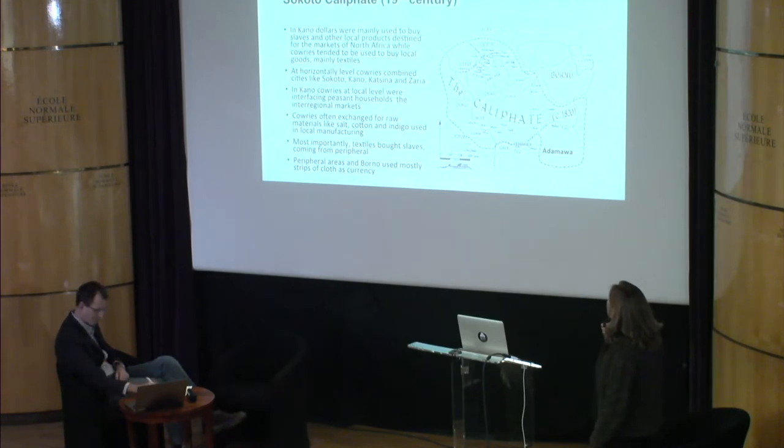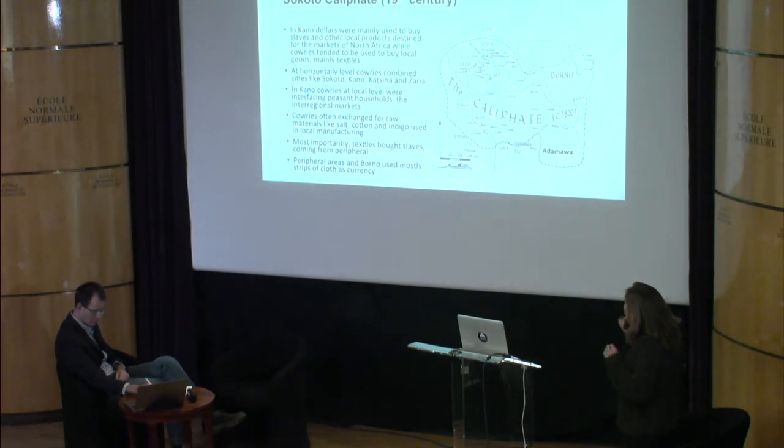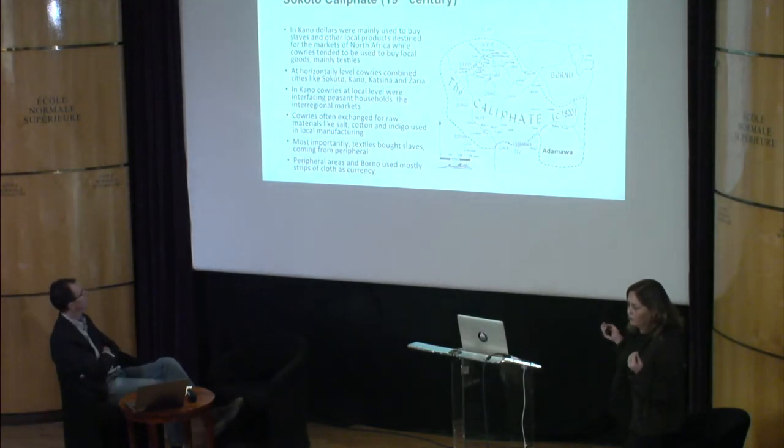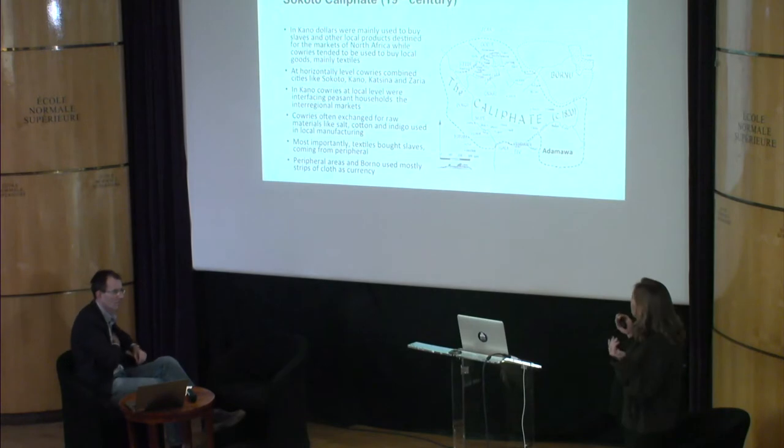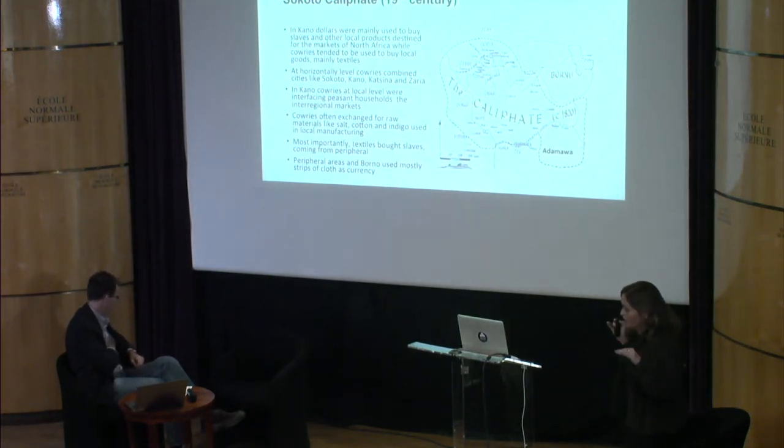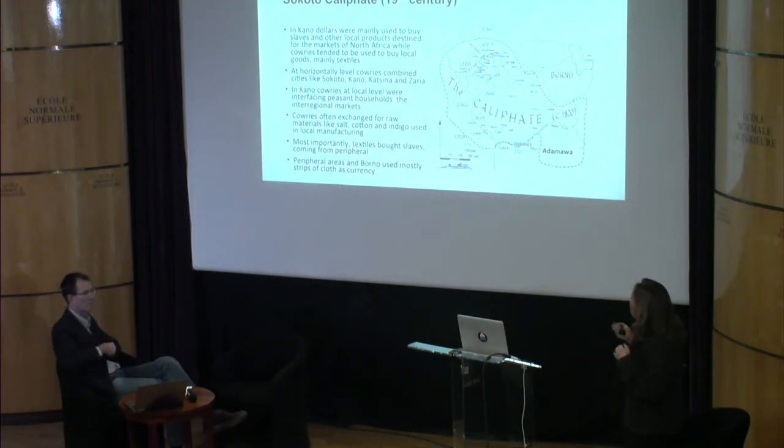What I'm trying to understand is how these different kinds of money were working and in which layer of the market. Of course, we are following Hopkins' structure of trade: we have the long-distance market, the regional market, and the local markets. So the problem is to understand how this money was different in the different layers.